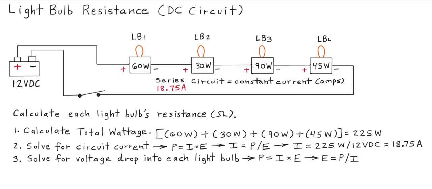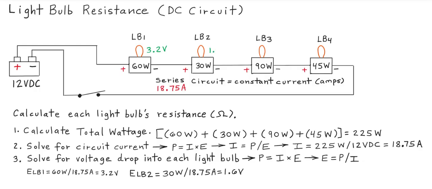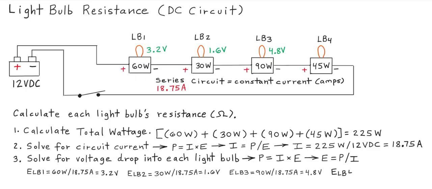So we'll label each light bulb 1 through 4. So upon making these calculations, we calculate each light bulb's individual voltage drop or absorption into the circuit, into each light bulb's circuit. So here we have light bulb 1 through 4 respectively is 3.2 volts, 1.6 volts, 4.8 volts, and 2.4 volts.